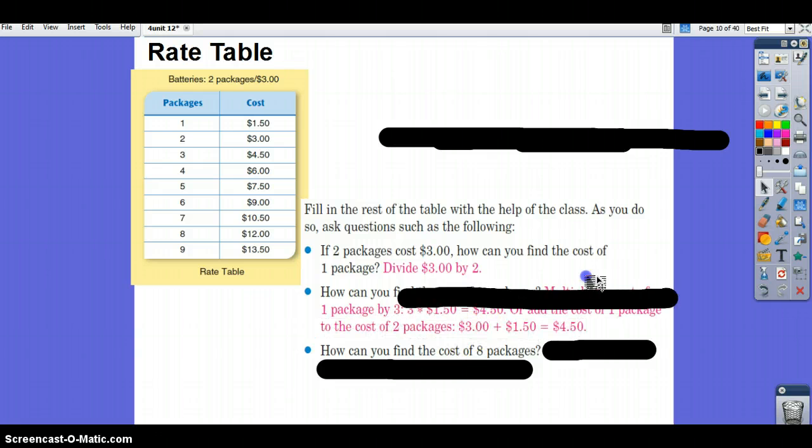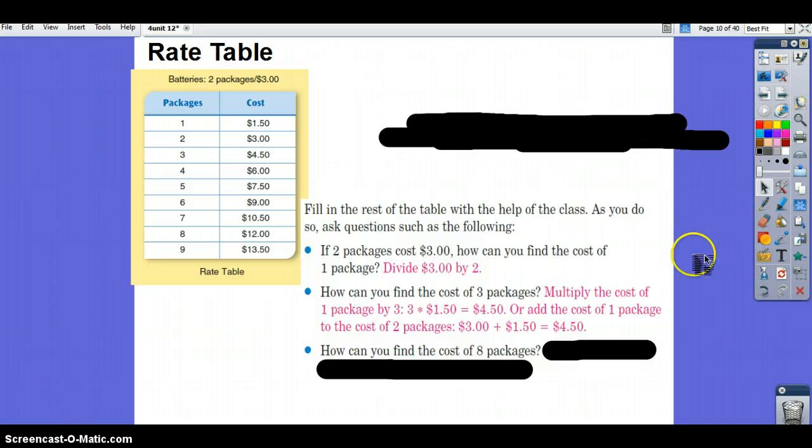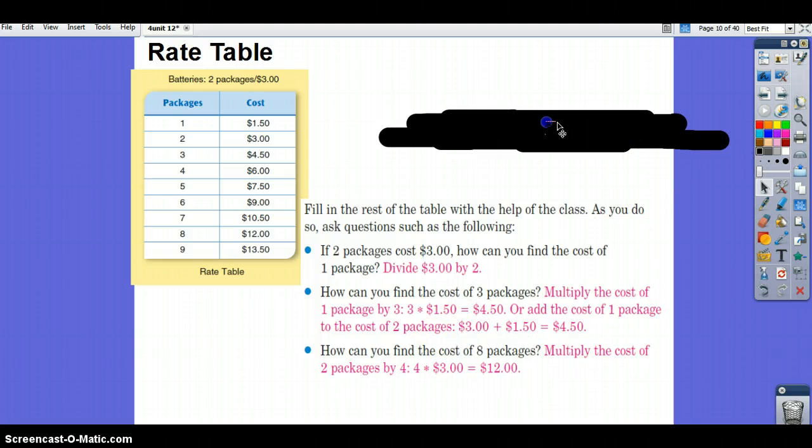Or we could add the cost of 1 package to the cost of 2 packages, so $3 plus $1.50 equals $4.50. How can you find the cost of 8 packages? Multiply the cost of 2 packages by 4. So 4 times $3 equals $12.